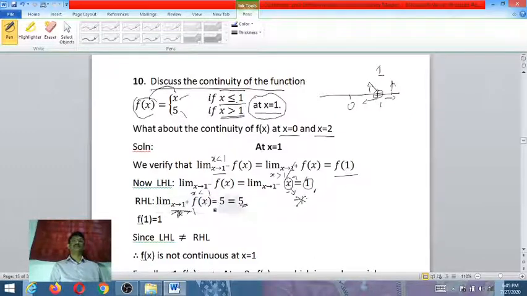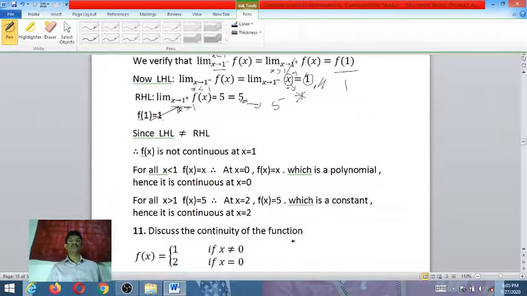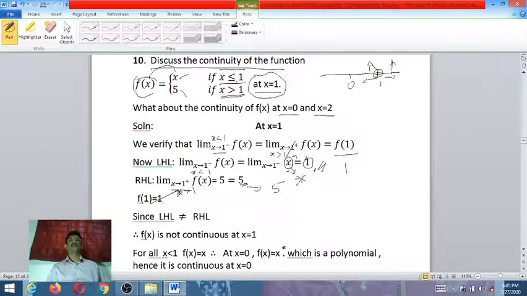Okay, limit had to be written. So what is f of 1? When x is equal to 1, f of 1 is 1. Therefore, what is the left hand limit? We see that the left hand limit is 1 and the right hand limit is 5. So 1 is not equal to 5. f of x is not continuous at x equals 1. Now that is an important one.